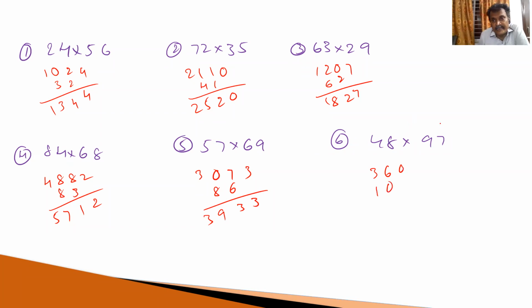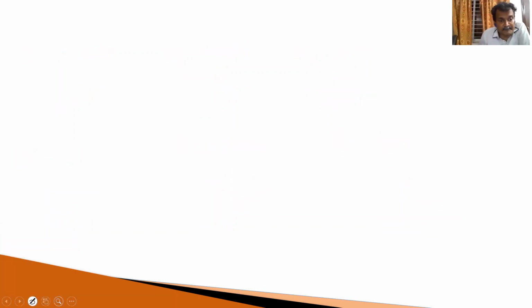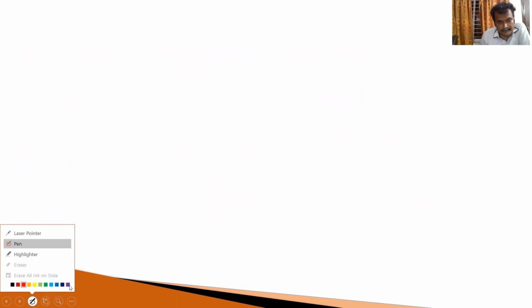Okay, next 8, 7 times 56. So what is the answer? 6, 5, 6, 4, which is the required answer. Okay. Any doubt, all of you? No doubt, sir. Okay, now suppose 3 digit by 3 digit, then what happens?